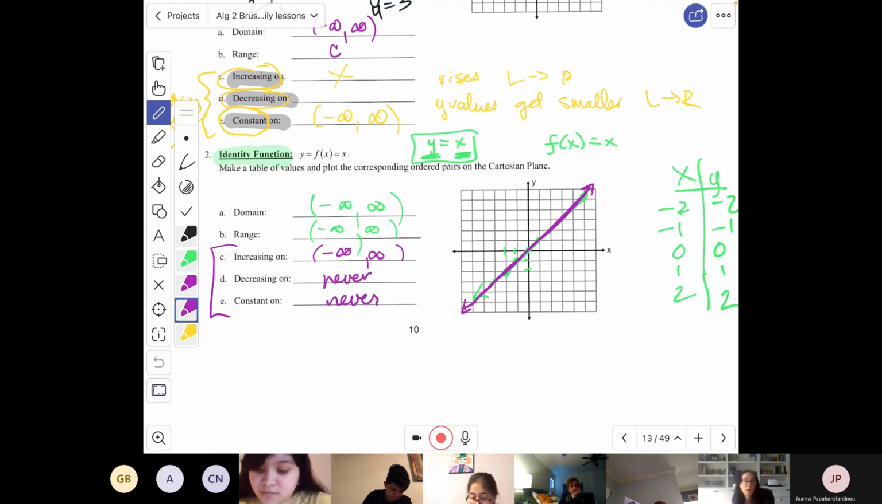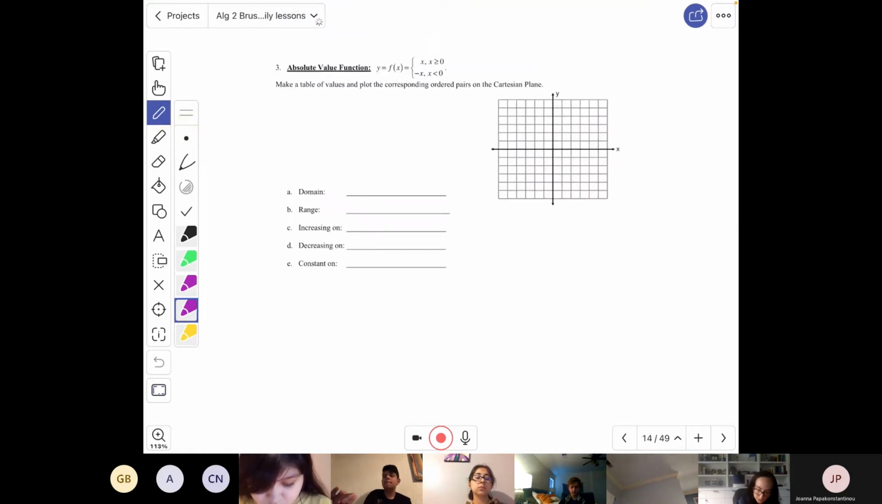Now, when we were talking about those piecewise continuous functions, we can have one part that is increasing, another part that's constant, and another part that's decreasing, right? If it was defined piecewise continuously. But in this case, it's just one continuous function defined with one rule. So we can only be one of those. Okay, let's move on to the next function.